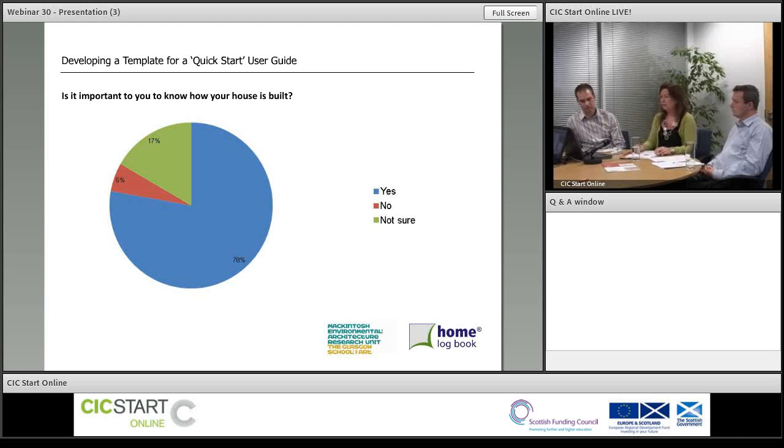We went on to ask, is it important to you to know how your house is built? Of course, we wouldn't buy a car without knowing the size of the engine, whether it's a petrol or a diesel. So when we buy a house, our biggest investment, should we really know how it's built? And of course we should. And 78% said yes, it was important to them to know. And generally a lot of residents would take a greater responsibility of their home if they knew exactly how it was put together.